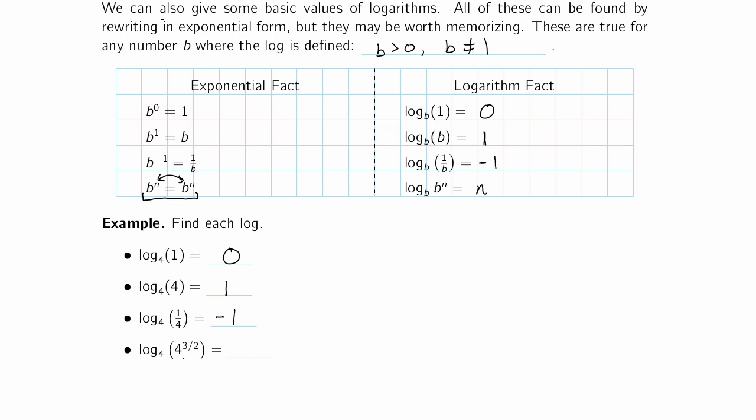And the log base 4 of 4 to the 3/2, this is 8 if we worked it out. The log base 4 of 4 to the 3/2 is just 3/2. And there we go. So if we know what power of 4 the argument of our log is, then the log is just that, because the log is a function that tells us what power we need.